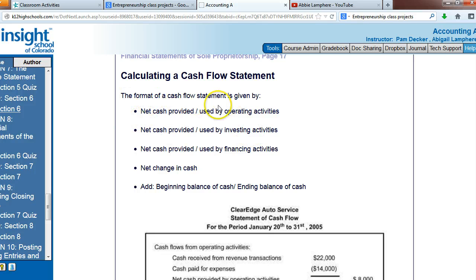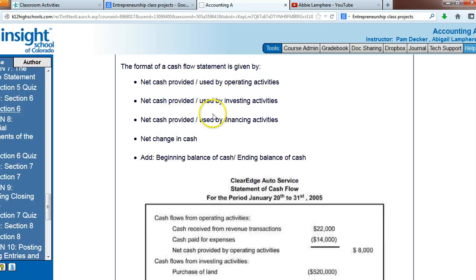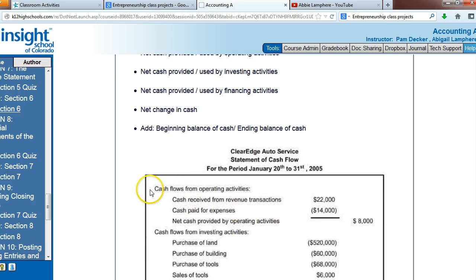So the format of a cash flow statement is given by net cash provided. So you'll see in this first section, cash flow from operating activities, cash received from revenue, cash paid for expenses. So net cash provided by operating activities. So these are our operating activities, our sales versus our expenses. And so we received $22,000 in revenue minus $14,000 in expenses. If you see a number in parentheses, that means we are subtracting that number out. Which gives us net cash provided by operating activities, $8,000.